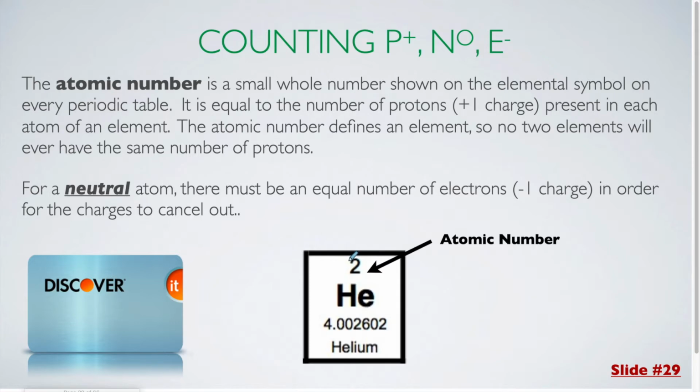Now, depending on which periodic table you are looking at, sometimes this number will be listed on the bottom instead of the top. So you shouldn't necessarily memorize the location. It is always going to be the smaller of the two numbers, and it will always be a whole number.